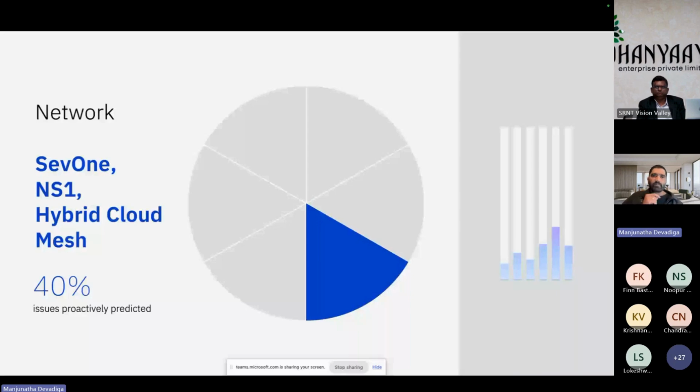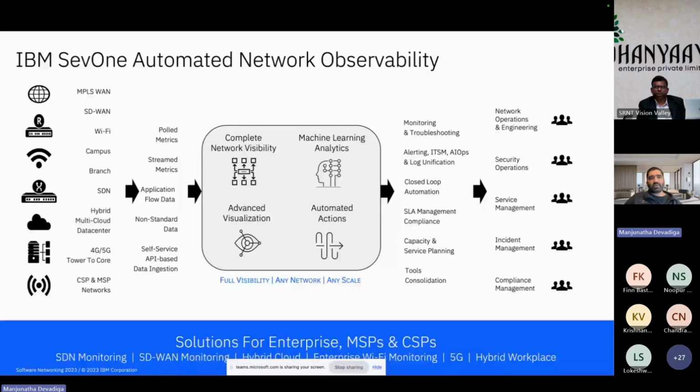The uniqueness of IBM SevOne is it's not only a single technology. This is one tool which can address most of the technologies that are part of your enterprise today. It could be MPLS, SD-WAN, Wi-Fi, campus networks, SDN networks, 4G, 5G, CSP, MSP networks. If you're going through the cloud provider, your last edge devices monitoring, SNMP data, flow data, non-standard data infusion to provide you those insights. So there is a lot of machine learning analytics that can be used to give you more visibility, alerts and exceptions, anomalies in the network, service and capacity planning.